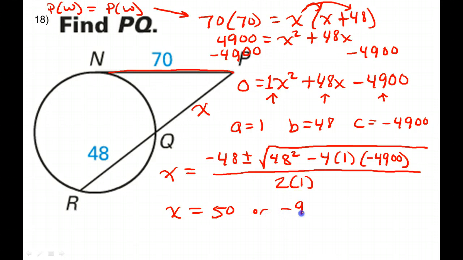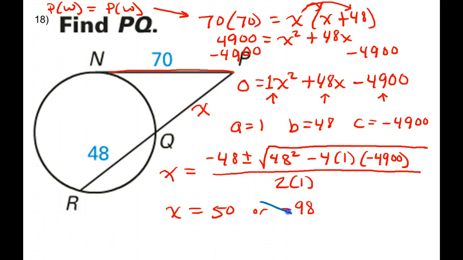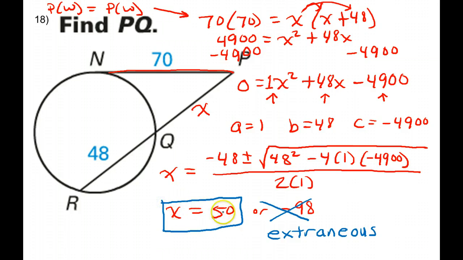Or negative 98? Anything wrong with that? Well, yeah, there's something wrong with that. X represents the length of this segment. You cannot have a negative length. So this value is what we call extraneous. The word I'm using is this word: extraneous. That number does not make sense in this context, so we have to get rid of it. This is the only one that makes sense, so our only solution is x equals 50.